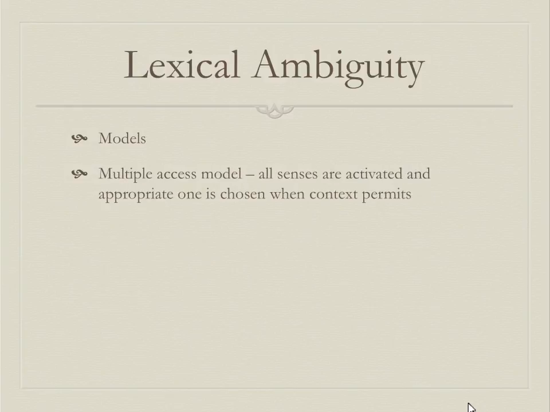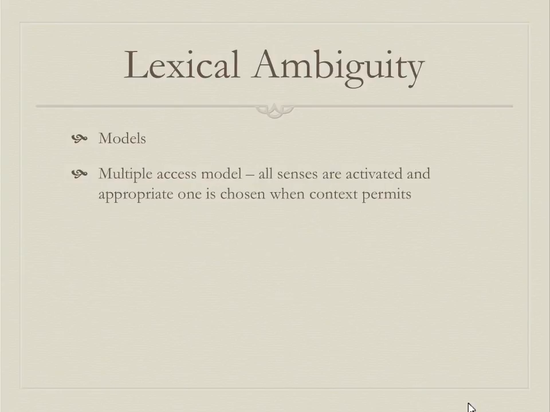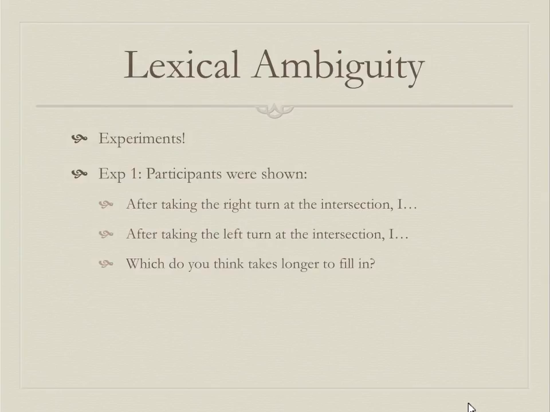A multiple access model instead says that everything is activated at once, just all of them willy-nilly instead of frequency activated, and then just the appropriate one is chosen by context. So the ordered access model is that they're activated one at a time based on frequency and then checked against context. This was like, whatever, they're all activated and the best one gets picked.